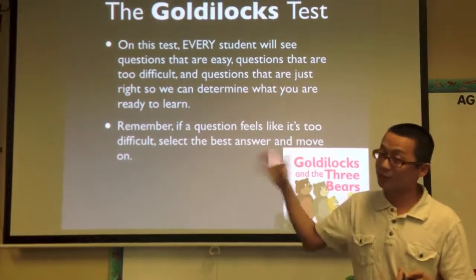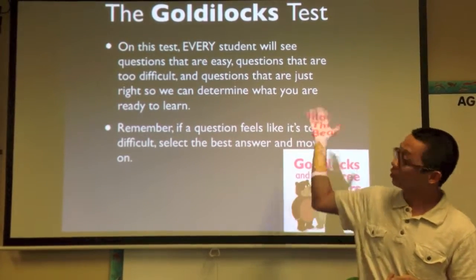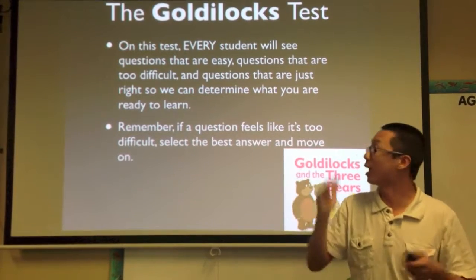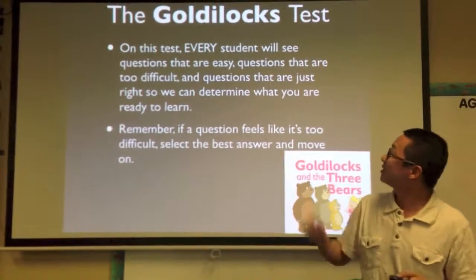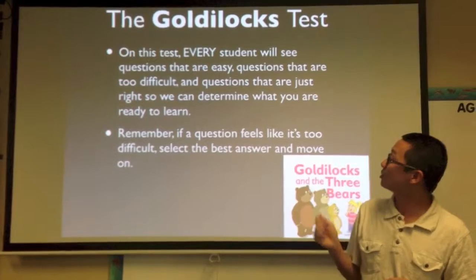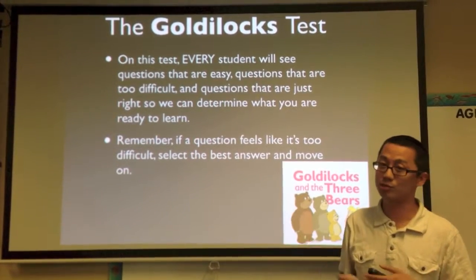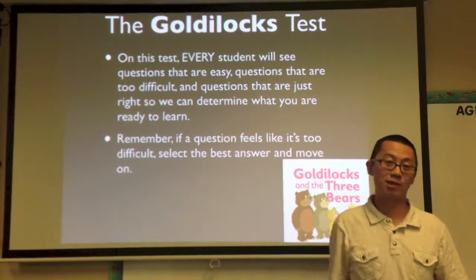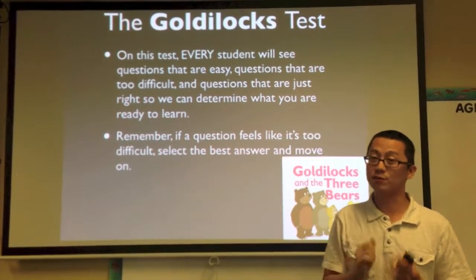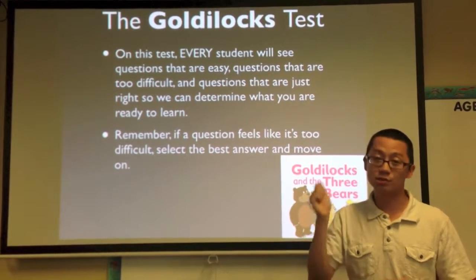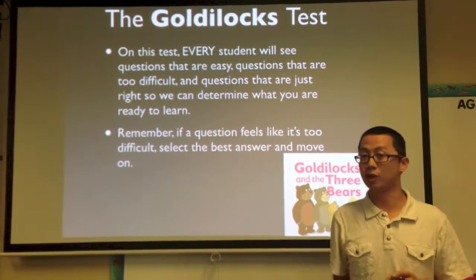All right? What does that even mean? It's called the Goldilocks test. So not too easy, not too hard, just right. On this test, every student will see questions that are easy, questions that are too hard, and the ones that are just right, so that you can figure out and level set for where you are. So if a question feels too hard for you, try your best, but if it's too difficult, also select the best answer and start moving on.